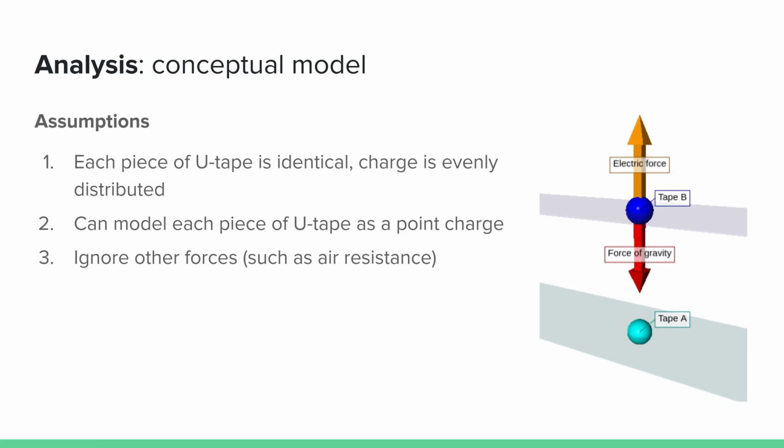Now that we've finished talking about the procedure, we can move on to the analysis, where I sought to estimate the magnitude of the charge on each piece of tape. To do this, I constructed a simplified model of the problem that involves a few key assumptions. Namely, first, that the charge of each piece of U-tape is identical and evenly distributed across its surface. Second, that because the charge is evenly distributed, we can instead model each piece of tape as a point charge. And third, we consider only the center of the tape that is floating, and we ignore any other forces, such as air resistance or tension.